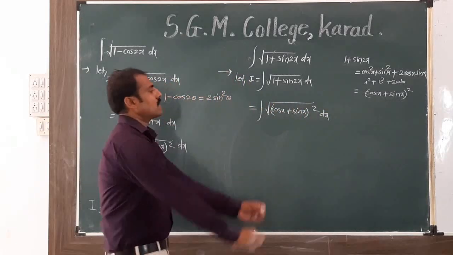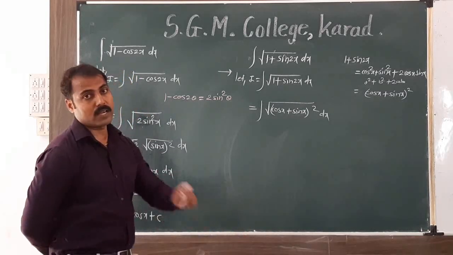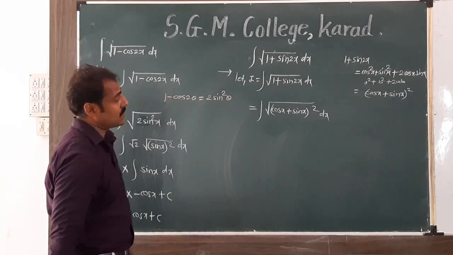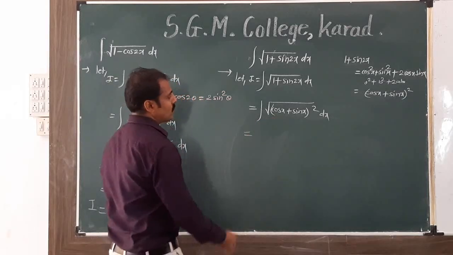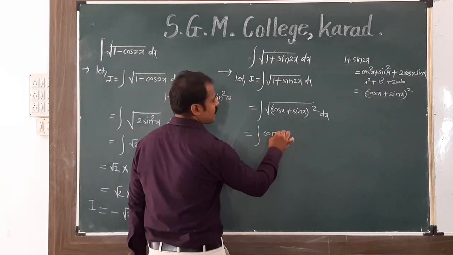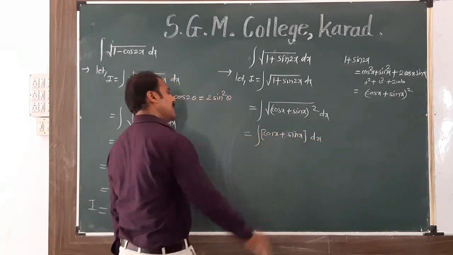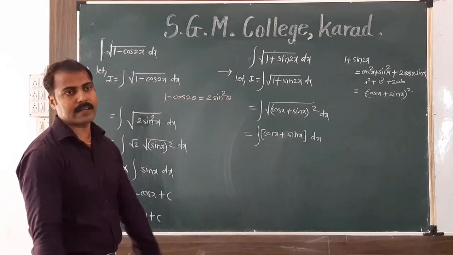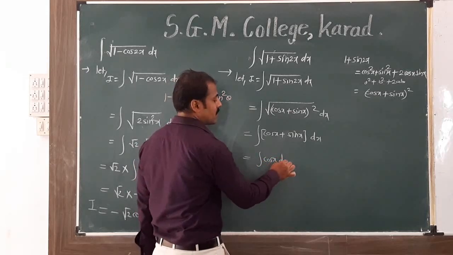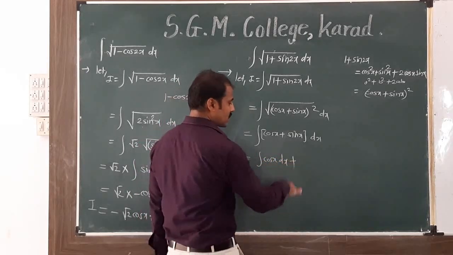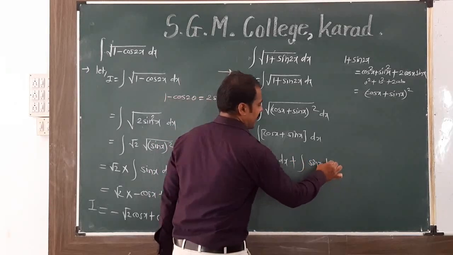So the integration becomes square root of (cos x plus sin x) whole square. Square and square root get cancelled because these are inverse processes of each other. So I is equal to, what's remaining here? Cos x plus sin x. Okay. Inside the integration there is addition. Separate the integration sign. Here is integration of cos x dx plus integration of sin x dx.